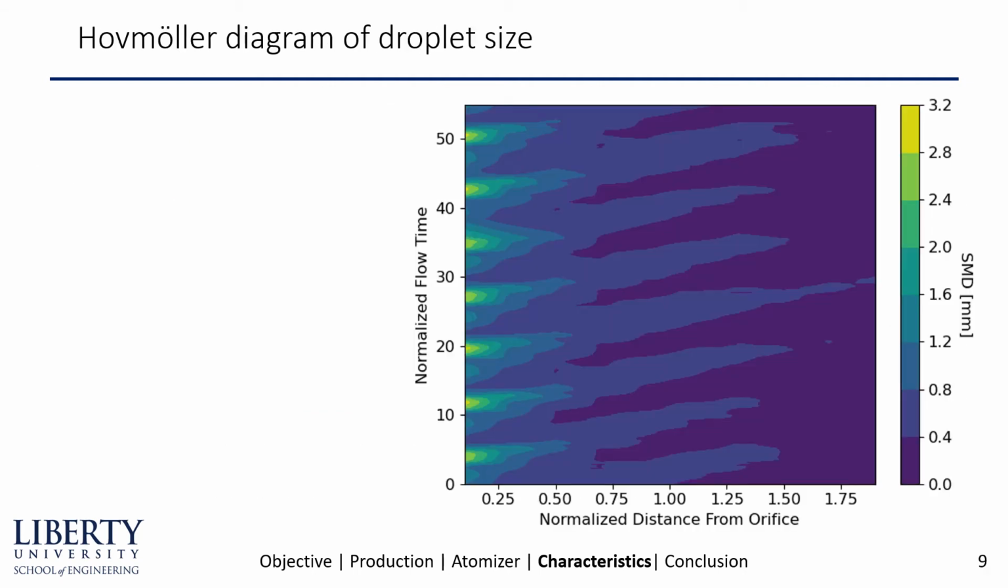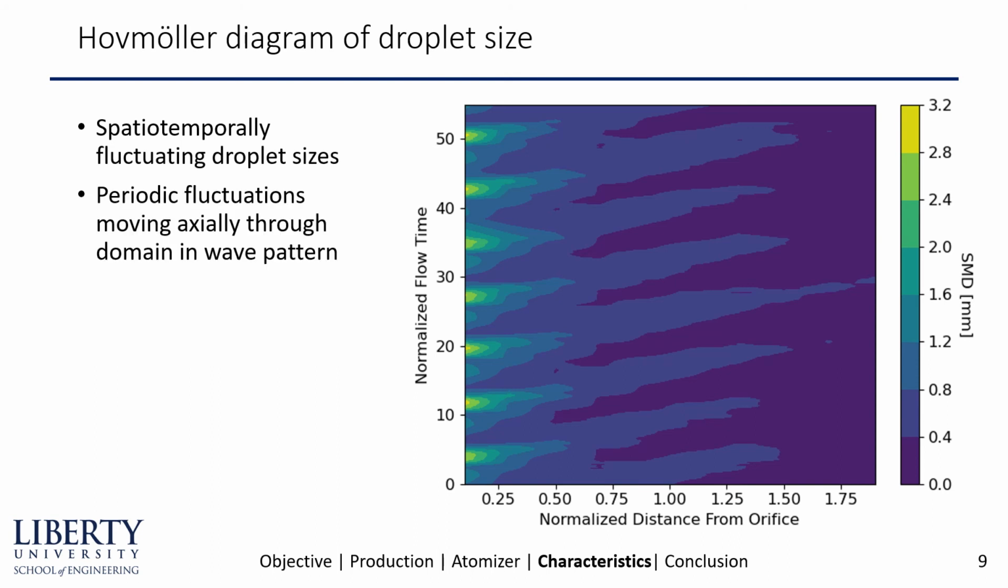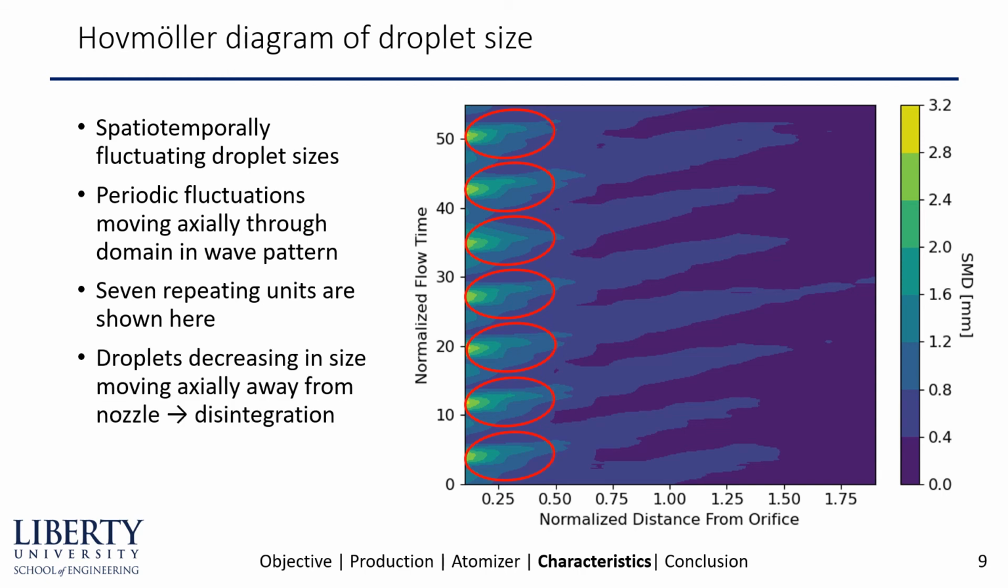Here we have a contour plot of droplet size shown as Sauter mean diameter through both space and time in the atomization domain. It's clear that we have spatiotemporally fluctuating droplet sizes, and these periodic fluctuations are moving axially through the domain in a wave pattern. Just in this snapshot, we see 7 repeating units outlined here. Droplet sizes are clearly decreasing in size, moving axially away from the nozzle, which is showing the disintegration process as we would expect.